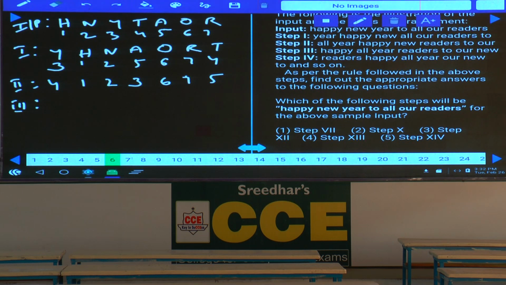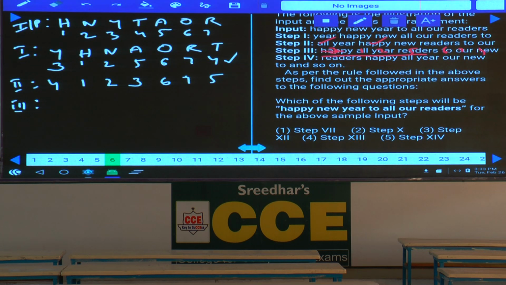Now which is coming to the first place? Happy is there at the third place, so 3 is coming. All is there at the first place, this is 1. First one is 3, this is 1. Year is 2: 3, 1, 2. And readers is 5. And too is 6. Our is 7. New is 4. What is the order here? 3, 1, 2, 5, 6, 7, 4 is nothing but the first one.